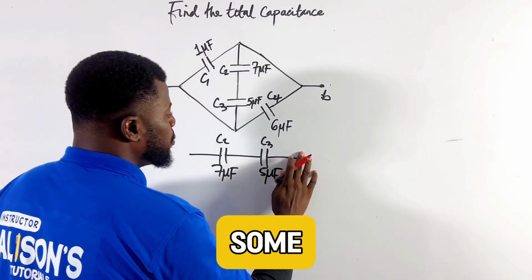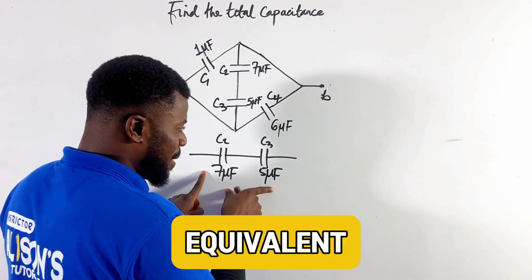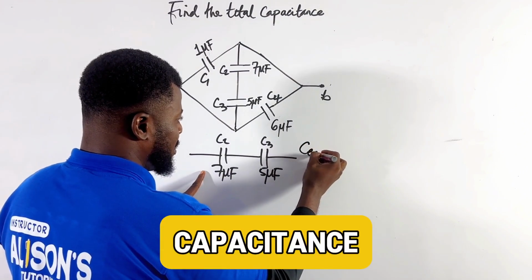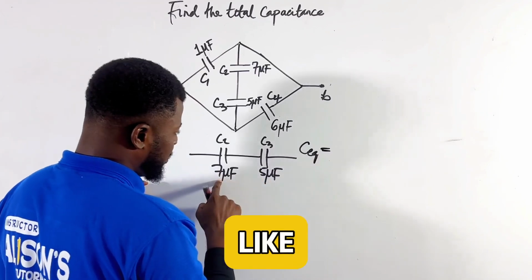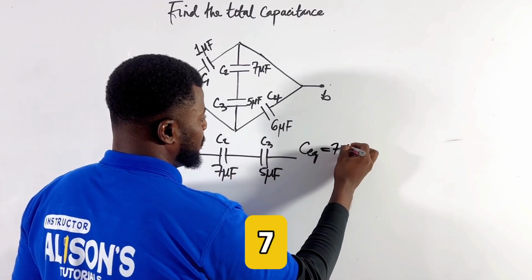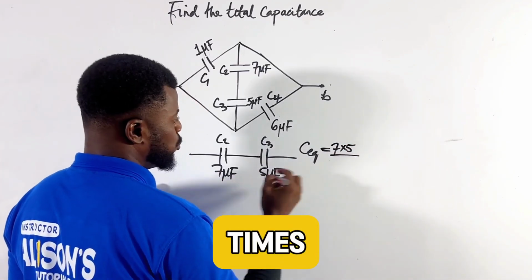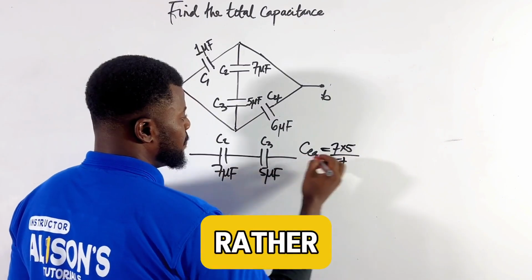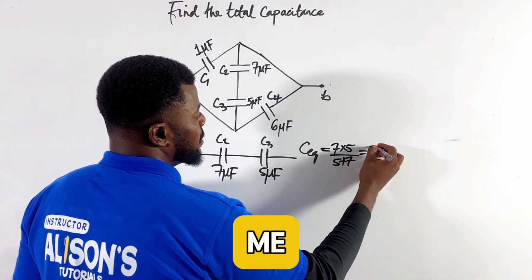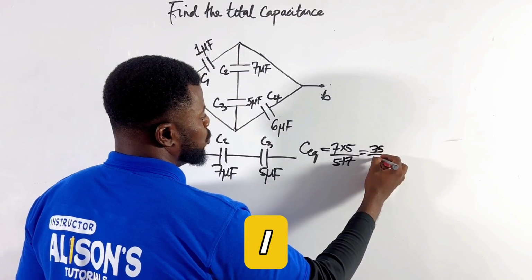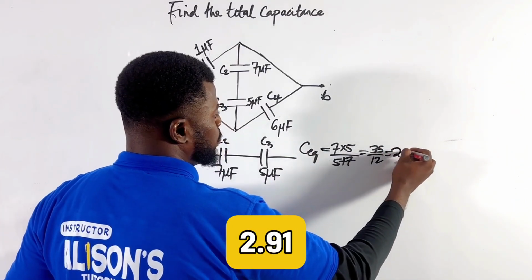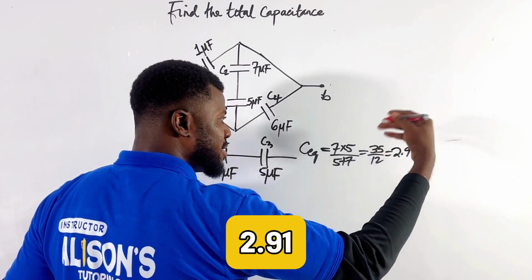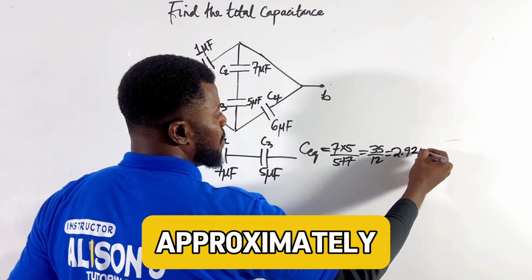Sometimes you may see me doing some tricky stuff because I want to find the equivalent capacitance of the capacitors connected in series. I will just do something like this: 7 times 5 divided by 5 plus 7. And this will give me 35 divided by 12. And of course, if you divide that, it should give you approximately 2.9166 microfarad.